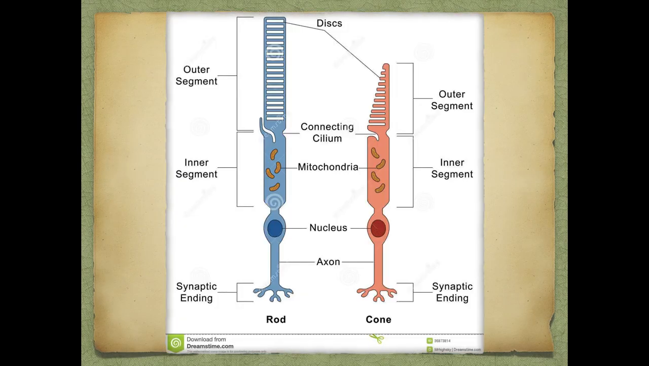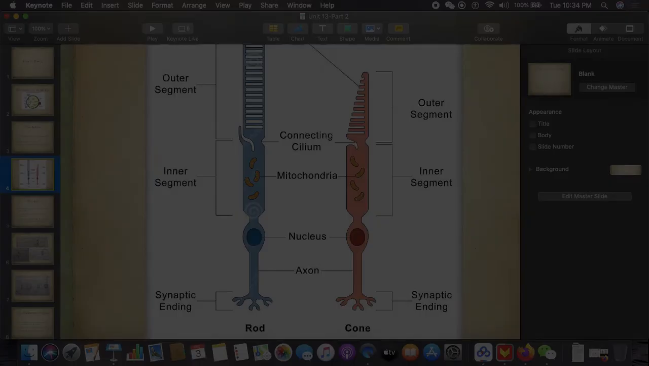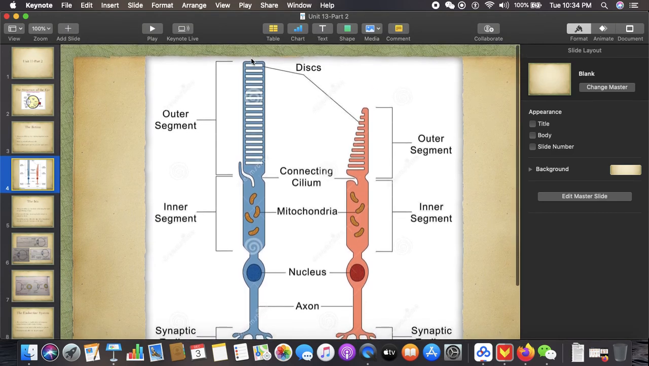Now here's a picture of a rod and cone cell. They each have different functions. Both of them at the top here have links made of fibers that take impulses to the optic nerve, which takes them to the brain.